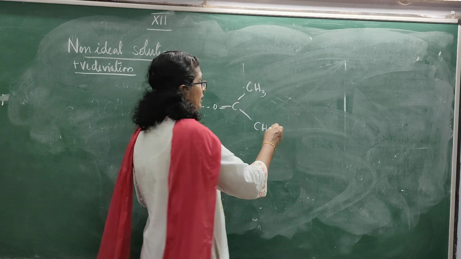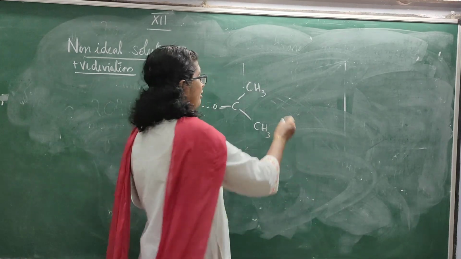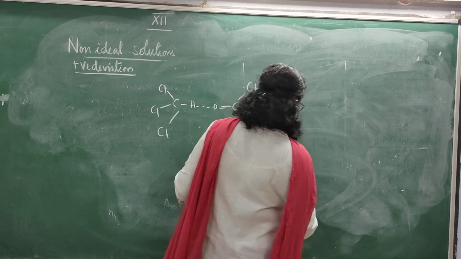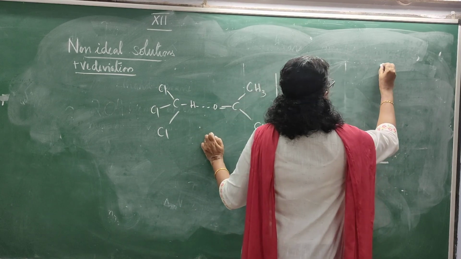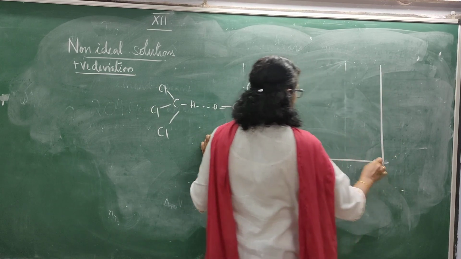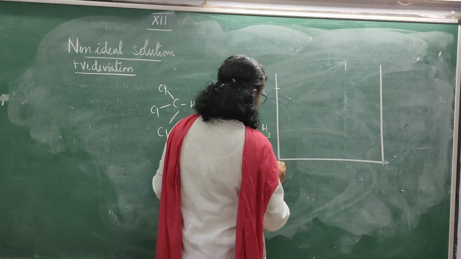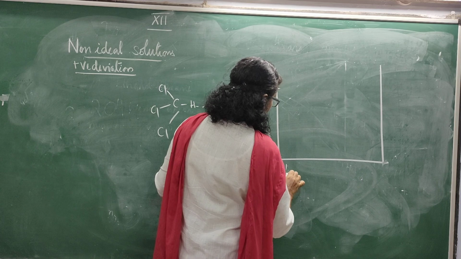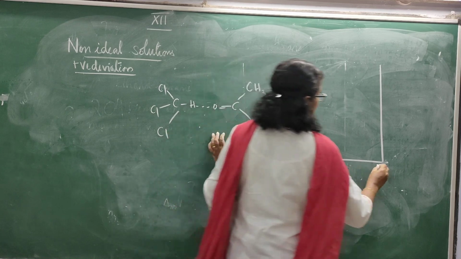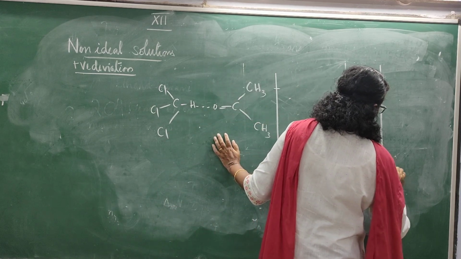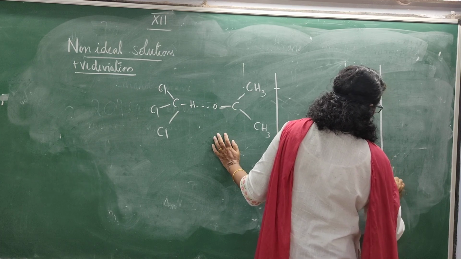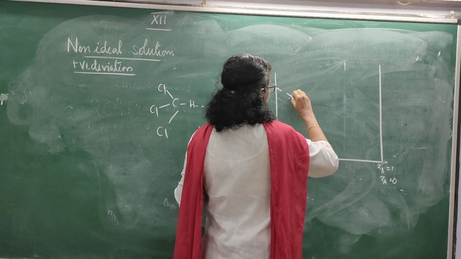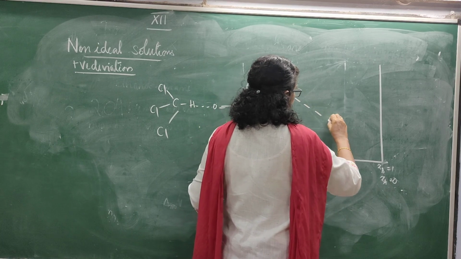So, what we expect and what we are getting are different. If you plot a graph like this, with XA equal to 1 on one side and, you can take either XA or XB, XB equal to 1 and XA equal to 0 on the other. So, this is what we expect, the ideal solution.